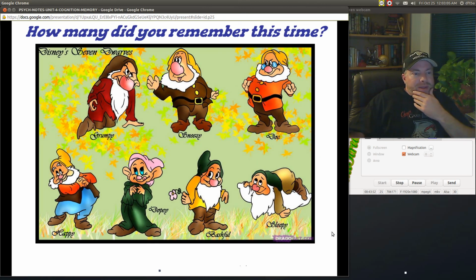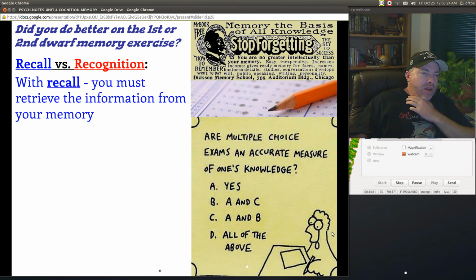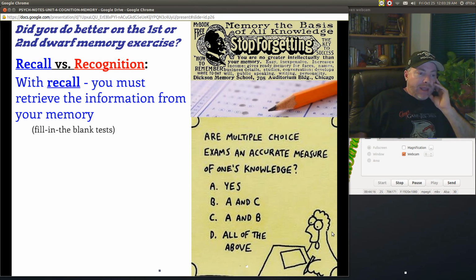How many did you remember this time? So you got Grumpy, Sneezy, Doc, Happy, Dopey, Bashful, and Sleepy. Were you able to do better this time than before? I would think most people would be a little bit better. This is the same reason you might want a multiple choice exam and not a fill-in-the-blank. With recall, you must retrieve the information from your memory. You're filling in the blank, and that can be very difficult and much more strenuous.